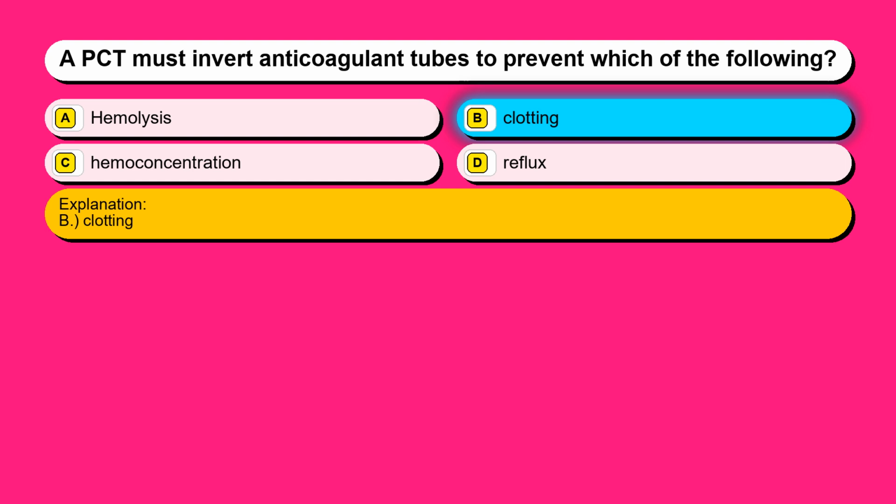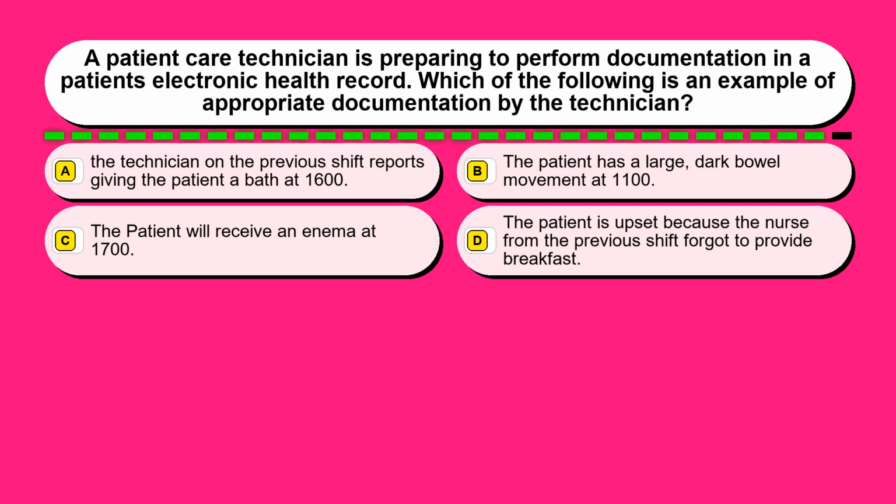The correct answer is option B, clotting. B, clotting. Question 20. A patient care technician is preparing to perform documentation in a patient's electronic health record. Which of the following is an example of appropriate documentation by the technician? Option A, the technician on the previous shift reports giving the patient a bath at 1,600. Option B, the patient has a large, dark bowel movement at 1,100. Option C, the patient will receive an enema at 1,700. Option D, the patient is upset because the nurse from the previous shift forgot to provide breakfast.